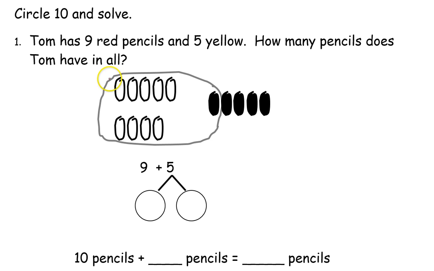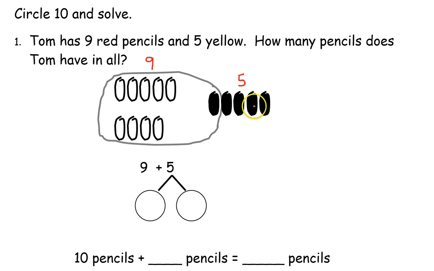If we start with our picture, the first group is showing the 9 pencils that are red and then the 5 pencils that are yellow. What we did next was we circled a group of 10. Since we have 9 red pencils, I knew that I only needed one more pencil from the yellow group to give me that group of 10, so I circled that group all together.